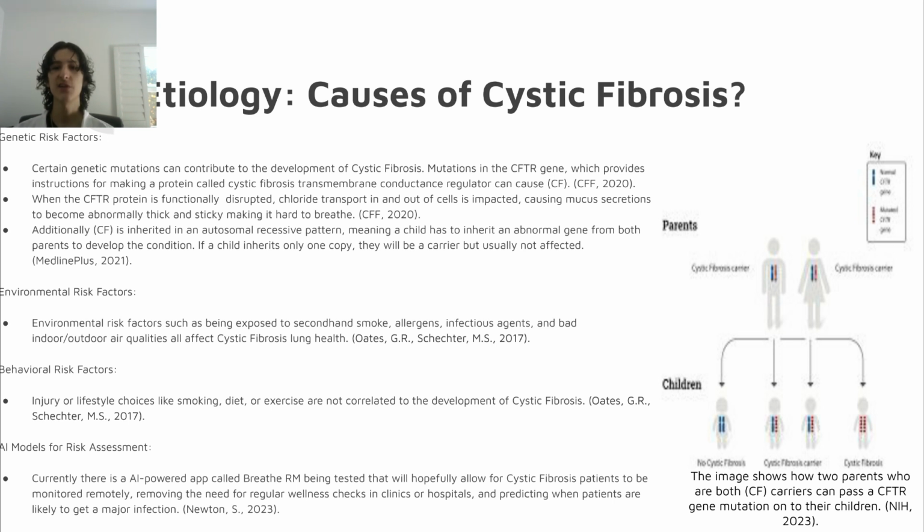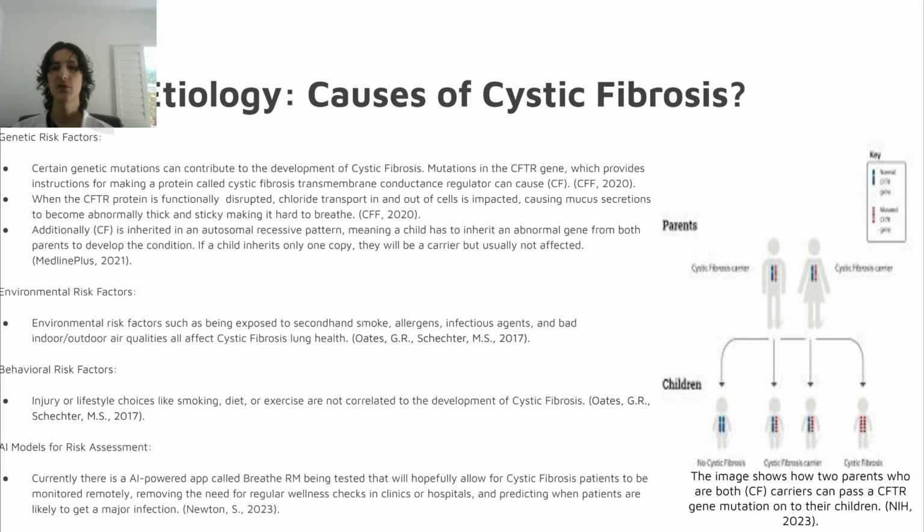Additionally, CF is inherited in an autosomal recessive pattern, meaning a child has to inherit an abnormal gene from both parents to develop the condition. If a child inherits only one copy, they will be a carrier but usually not affected.